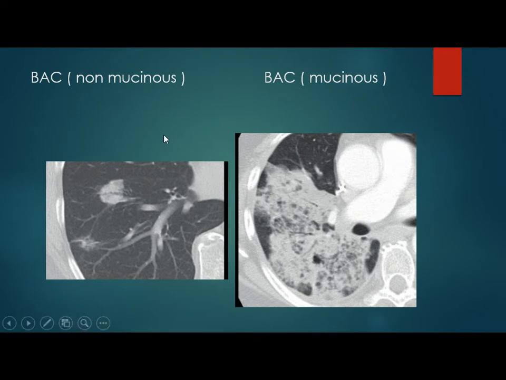We have many types, but these are pictures of two types. We have non-mucinous and mucinous types. Non-mucinous has a good prognosis, and this has a bad prognosis. It appears as a solitary pulmonary nodule with air bronchogram or ground glass opacity, and the mucinous type appears as chronic consolidation, and this one has a bad prognosis.